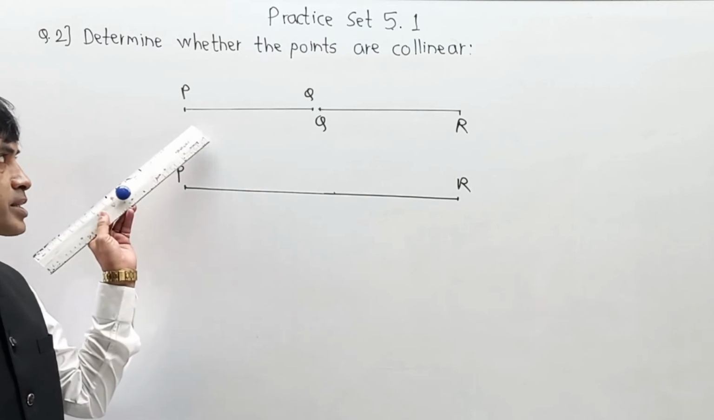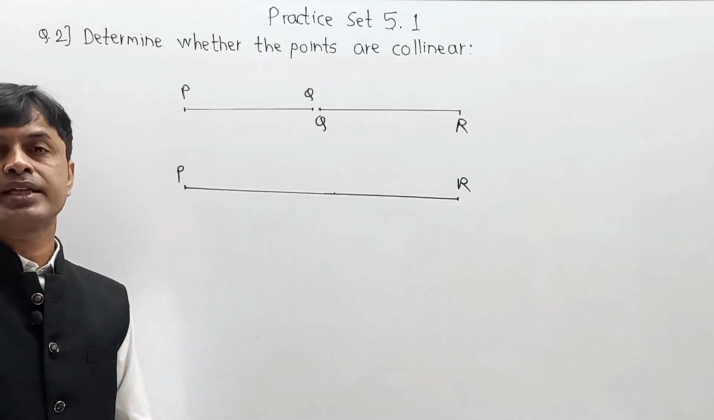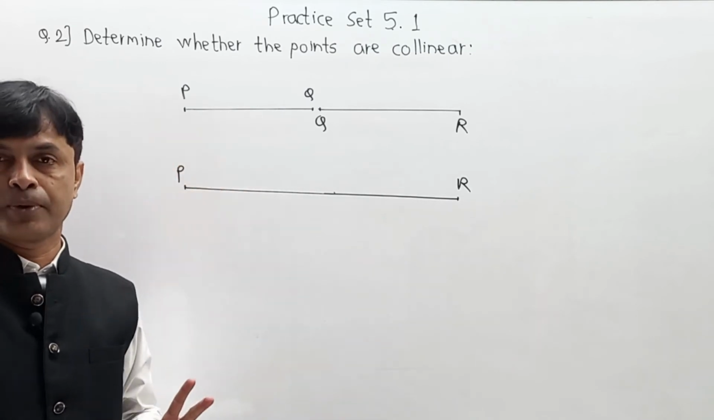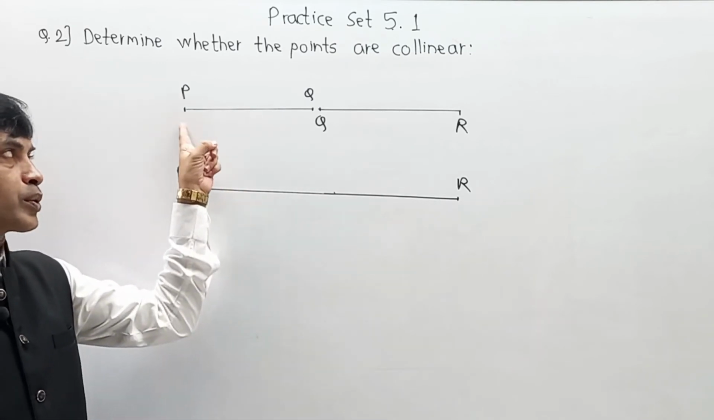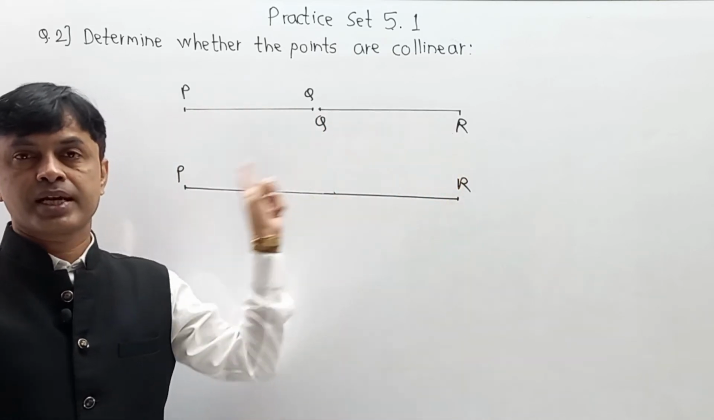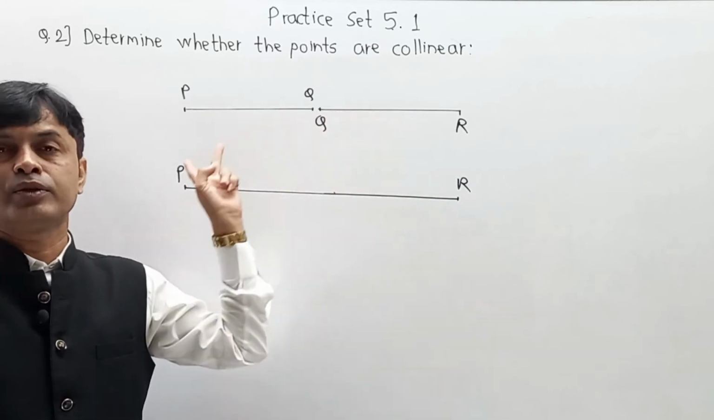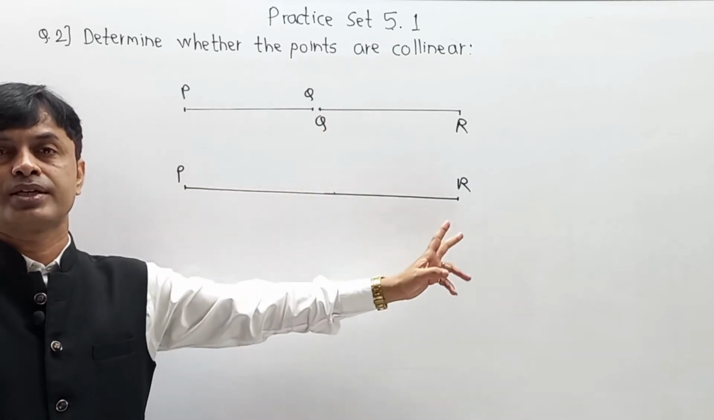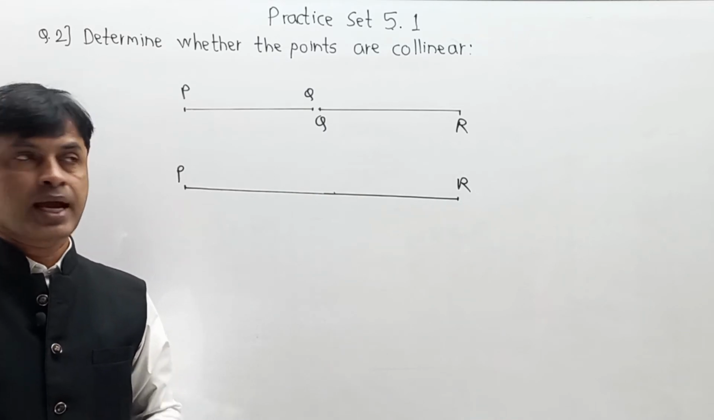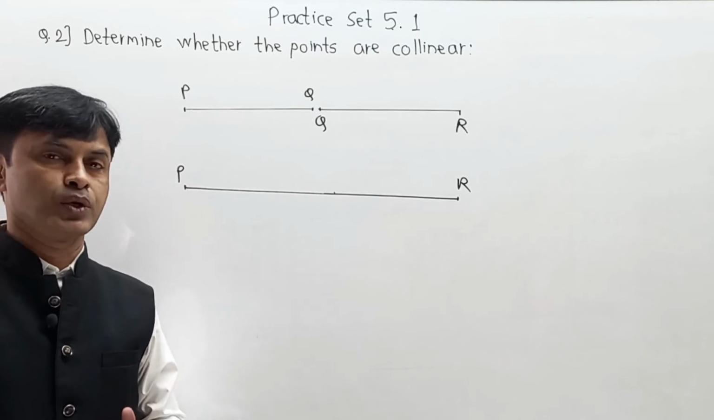If the distance PQ plus QR is equal to PR, then we can say that these 3 points are collinear. Among 3 points, you have to calculate the distance between the first 2 points, the next 2 points, and the first and third point. If the addition of any 2 distances is equal to the third distance, then we can say that these 3 points are collinear points. And if it is not, we can say that these 3 points are not collinear.